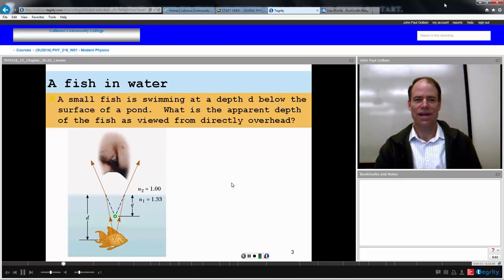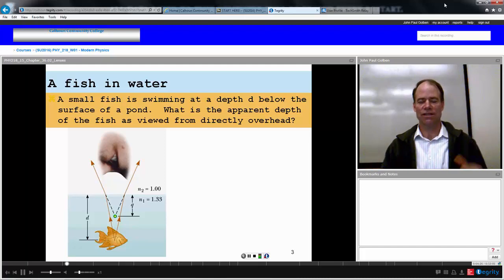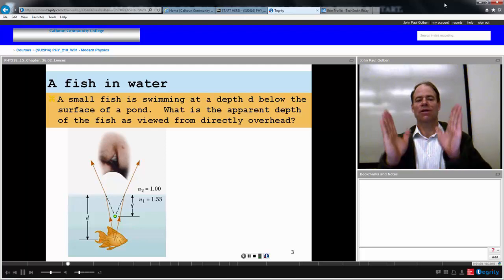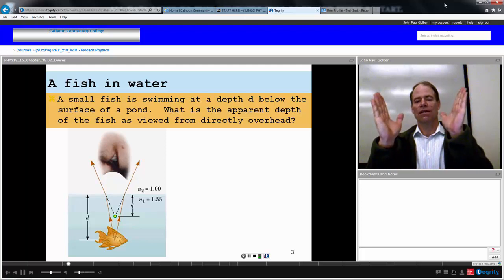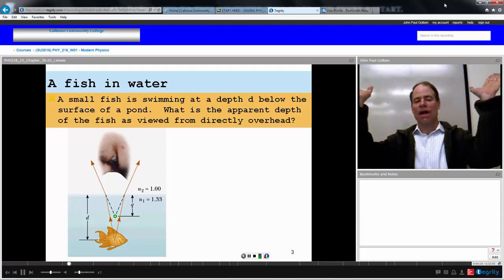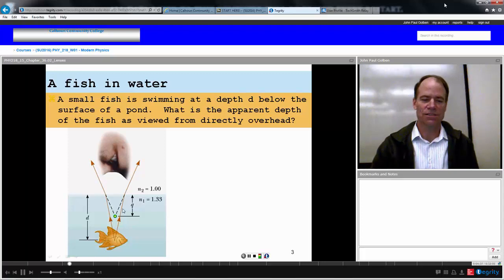Let's try this out with an example. A small fish is swimming at a depth d below the surface of a pond. What is the apparent depth of the fish as viewed from directly overhead? So we have the fish, which is originating the rays of light, and they're coming over from the water, hitting the interface with the air, and then refracting away from the normal. And so the image of that fish is going to appear like it's shallower in the water.